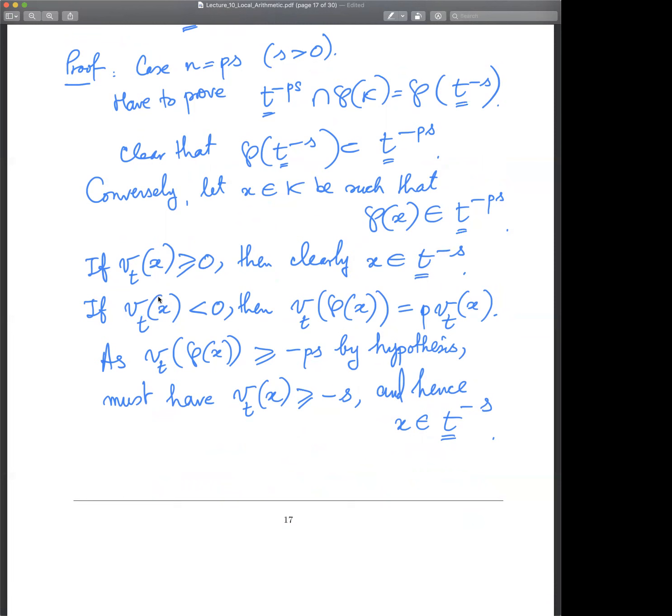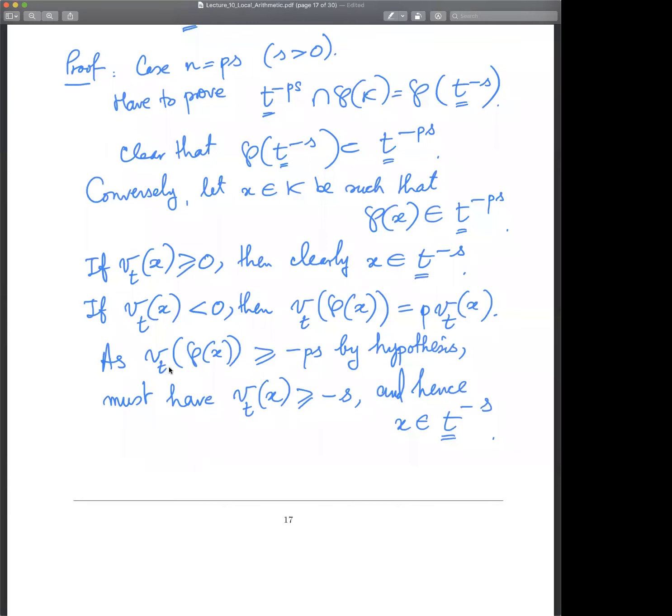Now, but if Vt of x is strictly negative, then you can check that Vt of Px is equal to P times Vt of x. Okay? I mean, you know what P of x is. It's x to the P minus x. And it's a difference of two things. The valuation of the first one is P times the valuation of x. The valuation of the second one is what it is. And this one is smaller, because the Vt of x is negative.